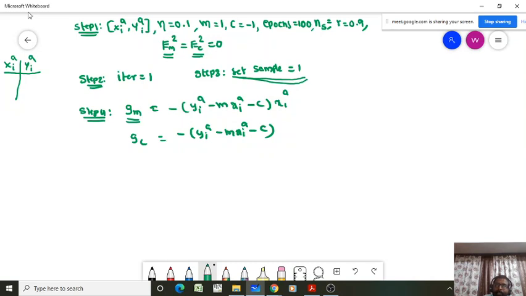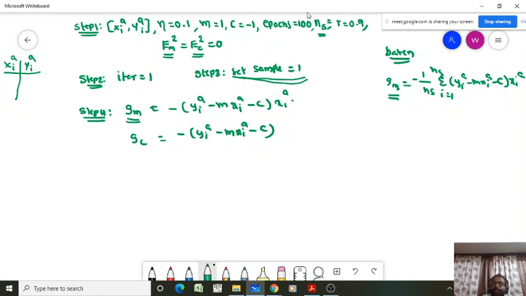Are you going with sample by sample? Suppose you are going as a batch, that means all the samples in a data set as one batch, then your gradient will change. What is the gradient in that case? GM equal to minus 1 by ns, sigma i equal to 1 to ns, yi minus m into xi minus c, into xi. This is the gradient expression if you consider the complete data set, having ns samples, as a single batch.